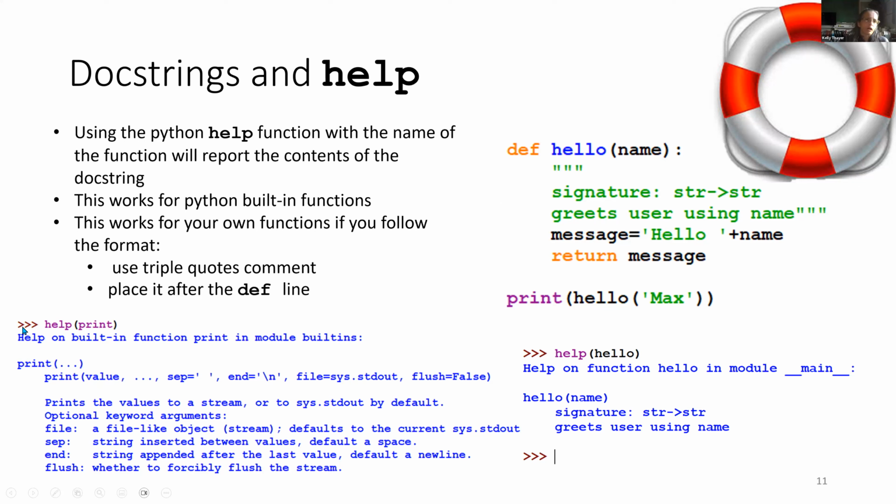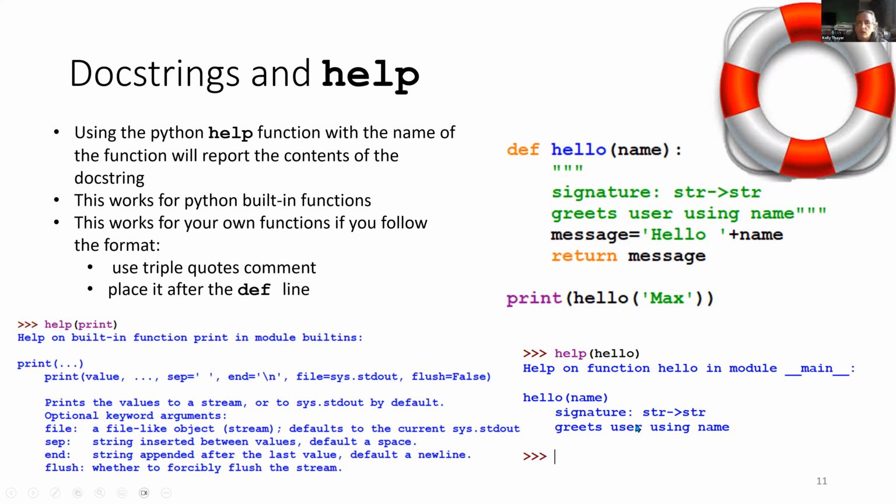So you can do help of print. Maybe you want to know more about how does print work. So you go help of print like this, and then it provides you with all of this information. So this is from the docstring that somebody who wrote the print function had included in there. See, it's telling you print the values to a stream or to system standard out by default. Here's some optional keywords that you can use in order to work with print, and so on. There's all kinds of information you can get here.